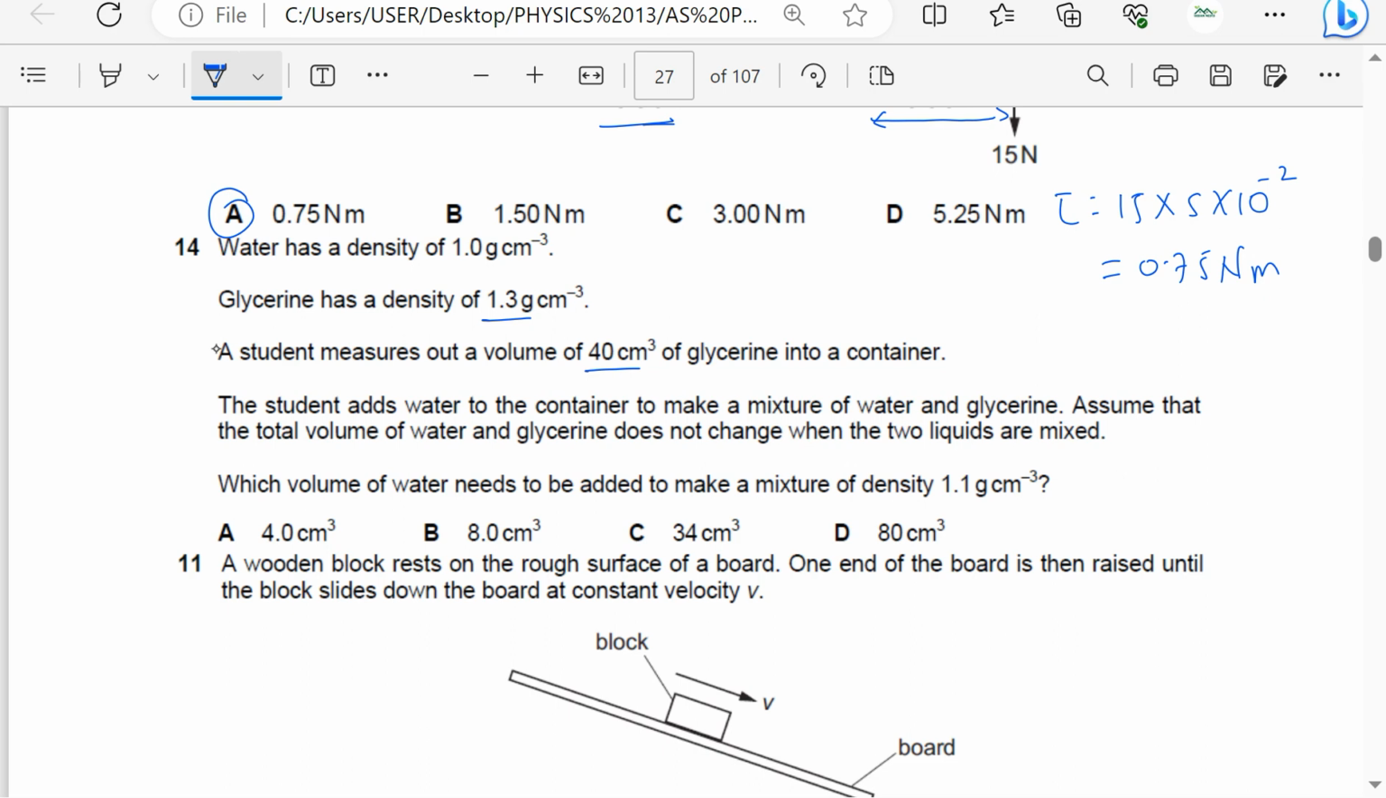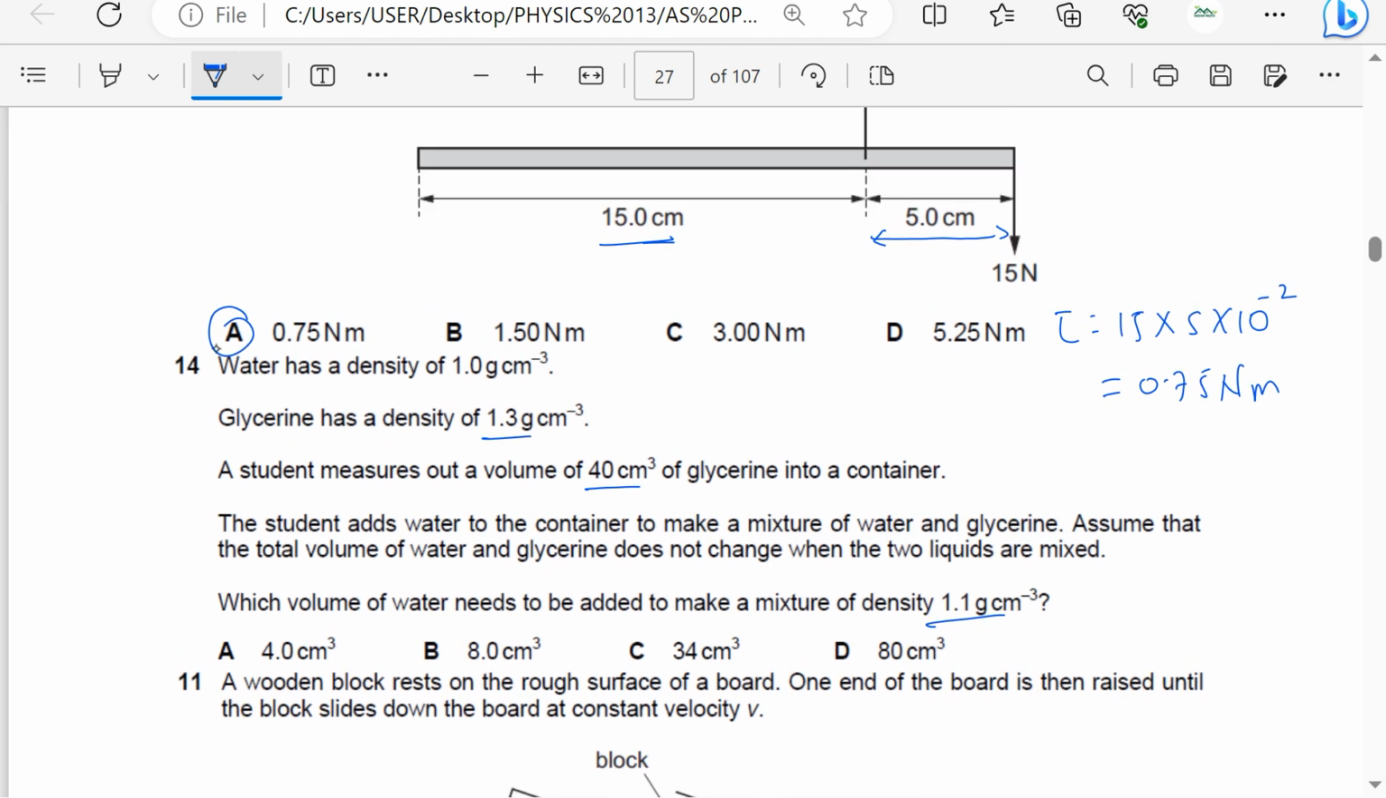Which volume of water needs to be added to make a mixture of density 1.1 gram per centimeter cubed? Of course, this is an easy question. To start with, we know that the density of a mixture is going to be the total mass of the mixture divided by the total volume of the mixture. So let me say total mass, MT, over total volume, V total, and the density has been given as 1.1 gram per centimeter cubed.